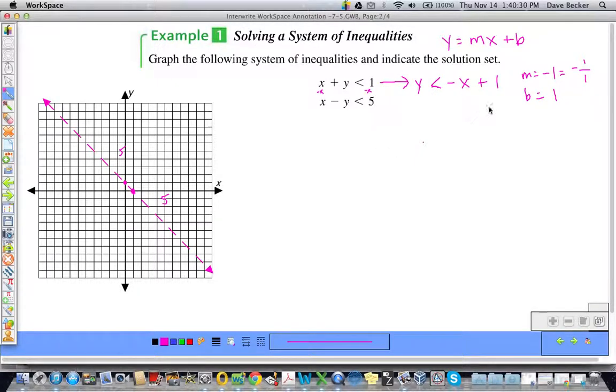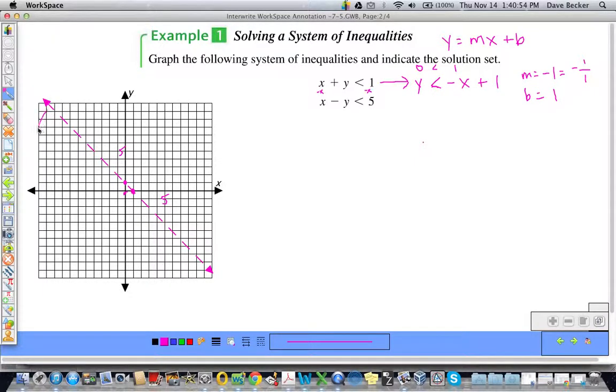My test point, and I'm going to use this inequality. I'll use 0, 0, and so my test point is 0 less than 0 plus 1. If I replace x with 0, I get negative 0, which makes no sense. It's just 0 plus 1, is 0 less than 1. Here's my test point right here. 0 is less than 1.